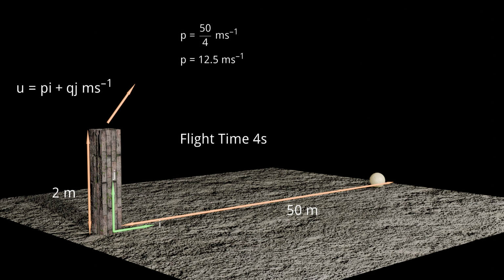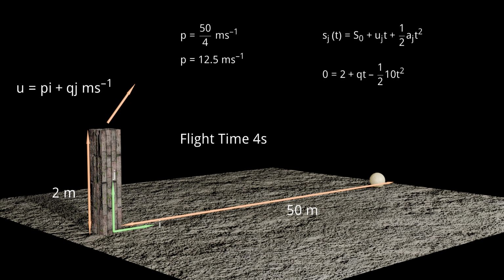To determine the value of q, we can use the displacement equation for vertical motion. The ball reaches the ground after 4 seconds, meaning its final displacement is 0. However, since it is projected from a tower of height 2 meters, the initial displacement is 2 meters. The initial velocity in the vertical direction is q, which we need to determine. The gravitational acceleration acts downward, making it negative in our equation.